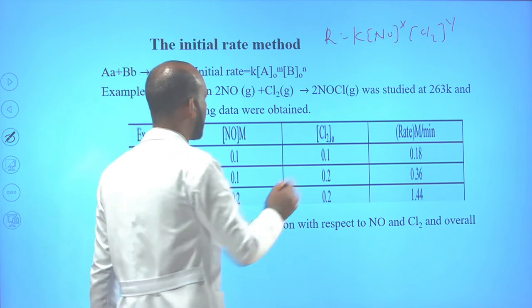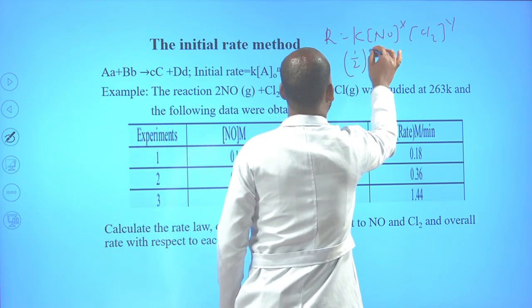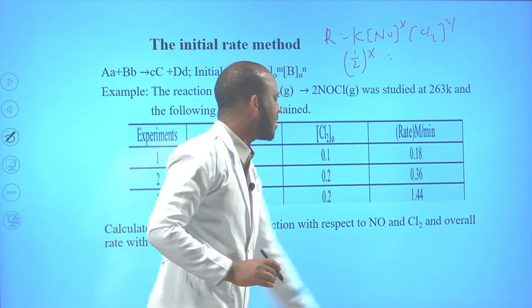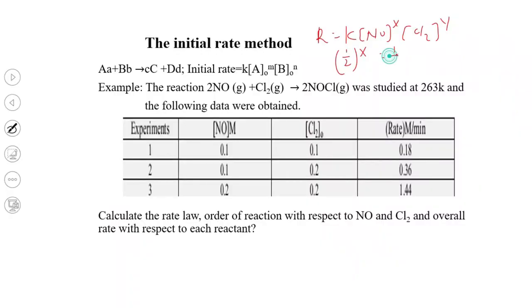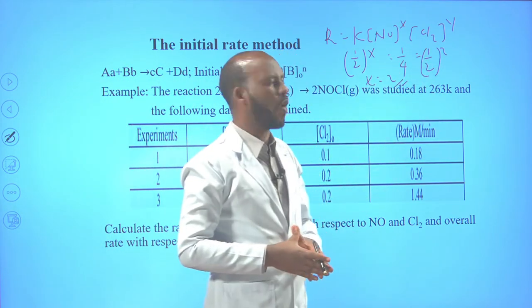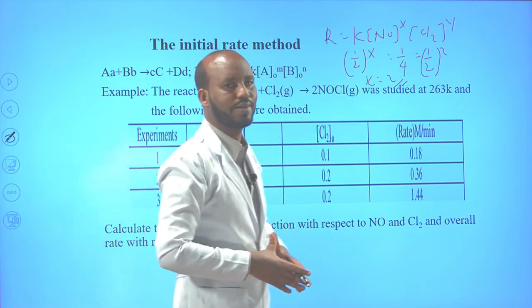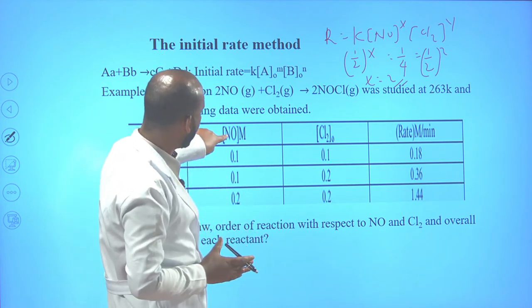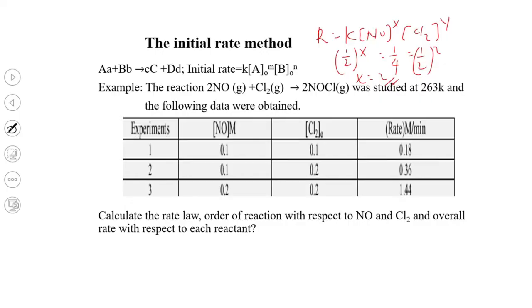From this, 1 over 2 to the power x equals rate 2 divided by rate 3, which is 36 divided by 144, which is 1 over 4, equals 1 over 2 to the power 2. The bases are equal, therefore x equals 2. To get the value of y, vary concentration of Cl2 while keeping concentration of nitrogen monoxide constant. Therefore, in experiments 1 and 2, concentration of nitrogen monoxide is constant. Concentration of Cl2 is varied.